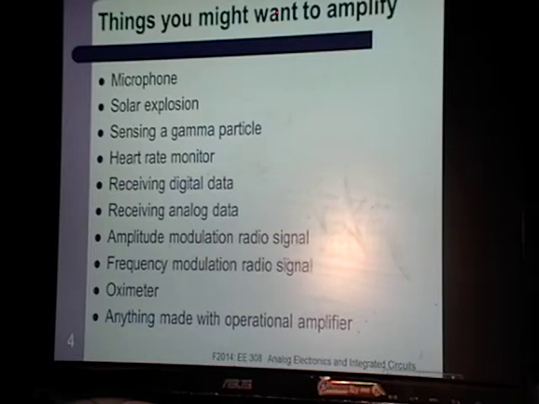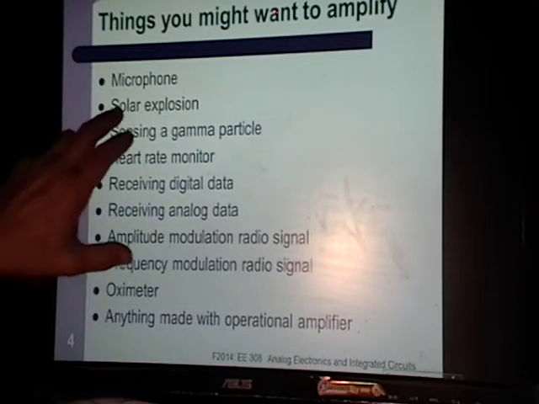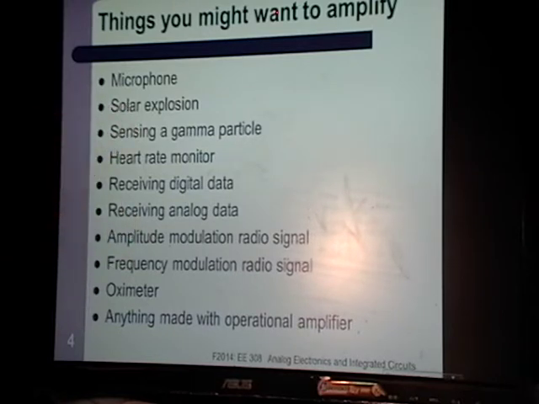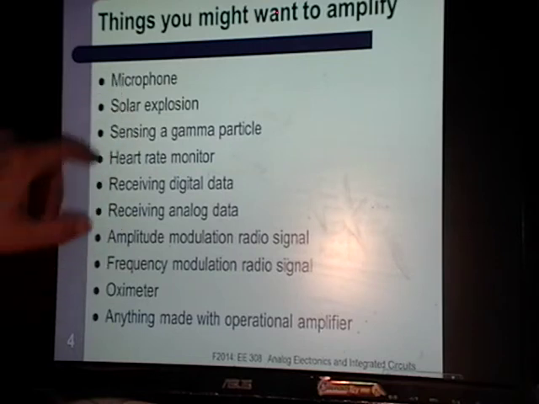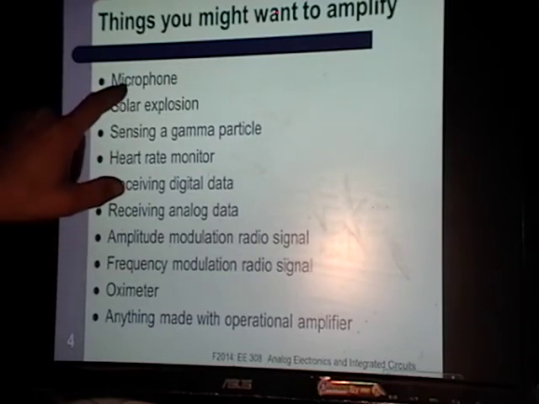Microphones, solar explosions: when something's so far away and the signal is so small, you have to have a very, very, very large gain to see the event. For that one, maybe you want as close to infinite gain as you possibly can, maybe hundreds of millions. But for a cell phone or a microphone, you maybe want to amplify it by 2.